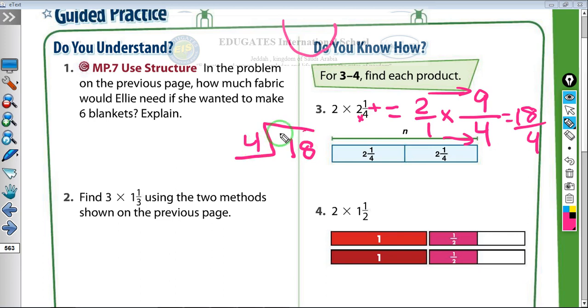4 goes how many times to be close to 18? 4 times 4. 4 times 4, how many, teacher? 4 times 4 is 16. Do subtraction. 18 minus 16 is 2.